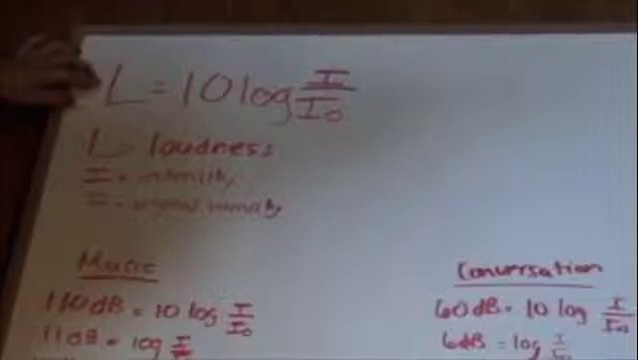Saad, that was at least 110 decibels, the music you were listening to. This normal conversation is only 60 decibels. Think of the comparison. So this is the generic formula for loudness and decibels. L stands for loudness, I stands for intensity, and IO stands for the original intensity.